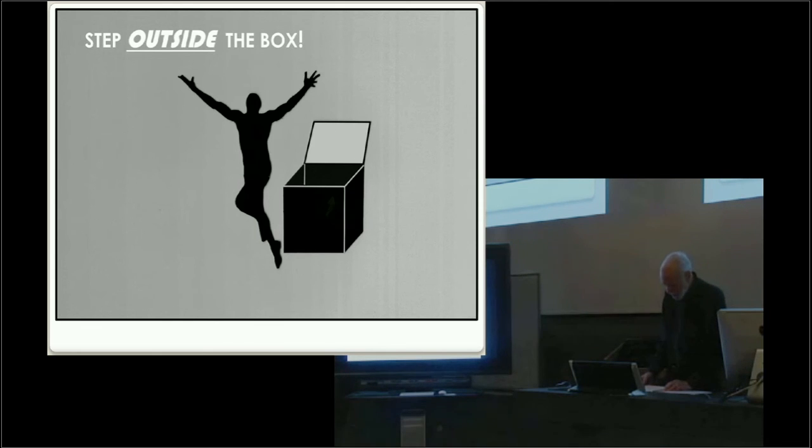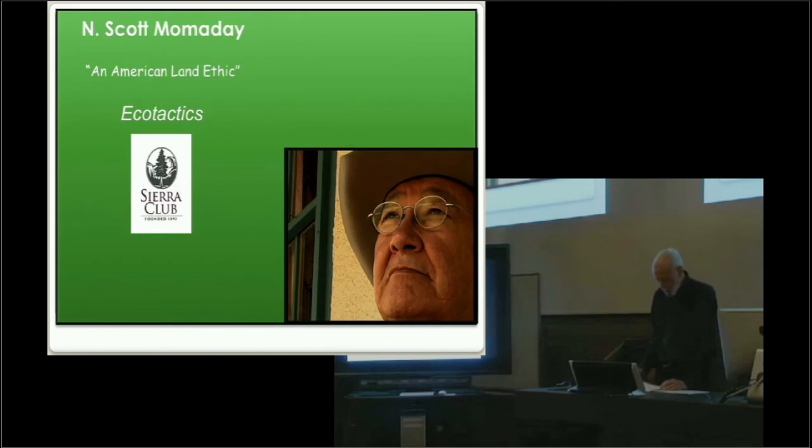I will close with a segment from an insightful essay written by N. Scott Momaday, author, teacher, environmentalist, and Native American, entitled American Land Ethic. And this was found in a Sierra Club handbook called Eco-Tactics, published over 40 years ago. Professor Momaday expresses his feelings about the land.